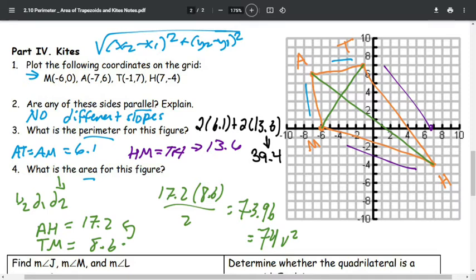So the rest of this page, there are 6 problems. The one right here, determine whether it's quadrilateral, you don't have to do that one.